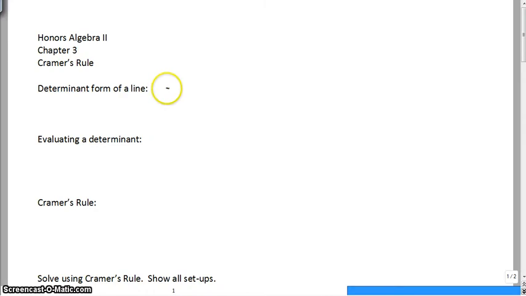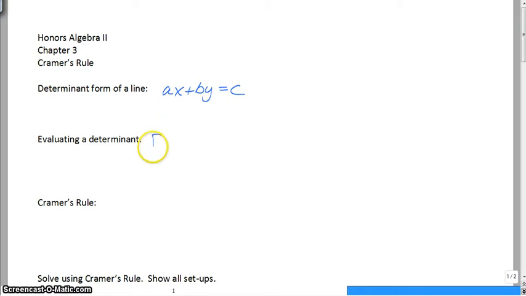So the determinant form of a line is pretty much your standard form, Ax plus By is equal to C. When you're using determinants, you want to be in standard form, but you don't necessarily have to have A be positive anymore for this.